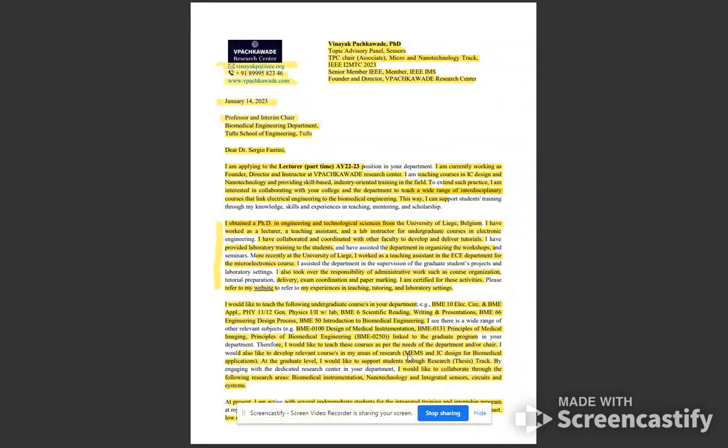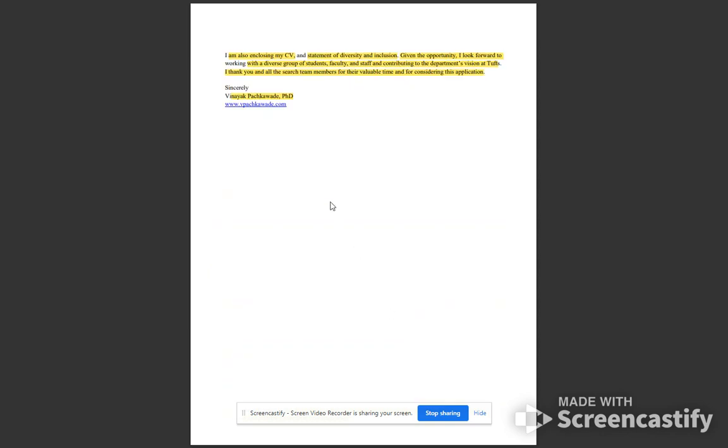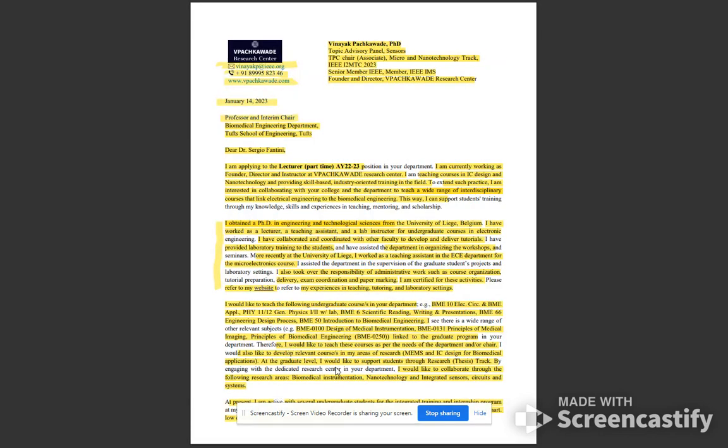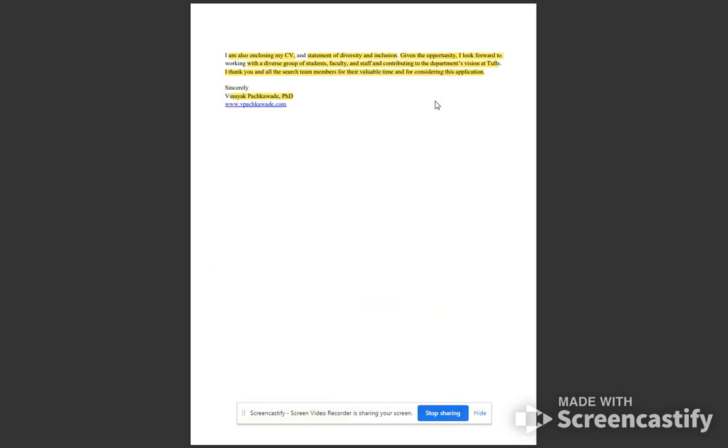Briefly mention your plans, your vision about developing the course, and your intention about supporting the graduate students through their thesis. In the final paragraph, you mention how you are going to support the department through active collaborations and working together, and that's how you can end your letter. So that's all about the cover letter for the academic position.